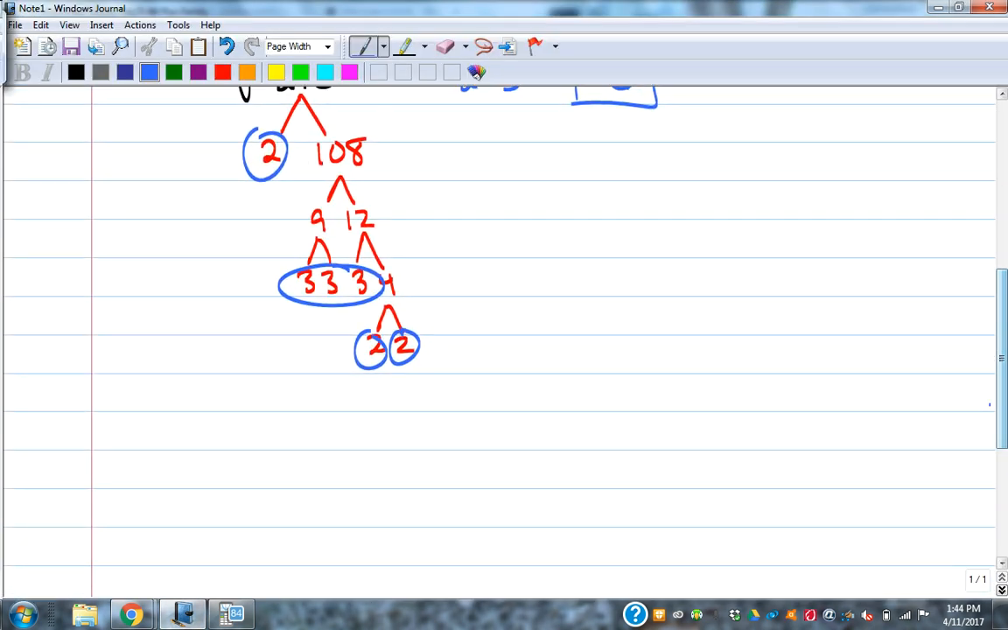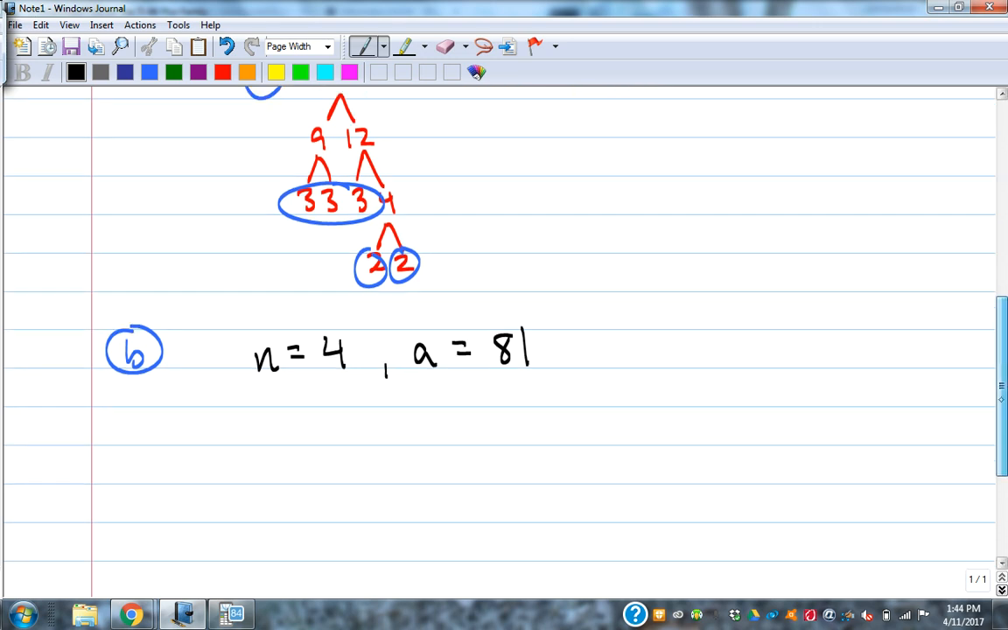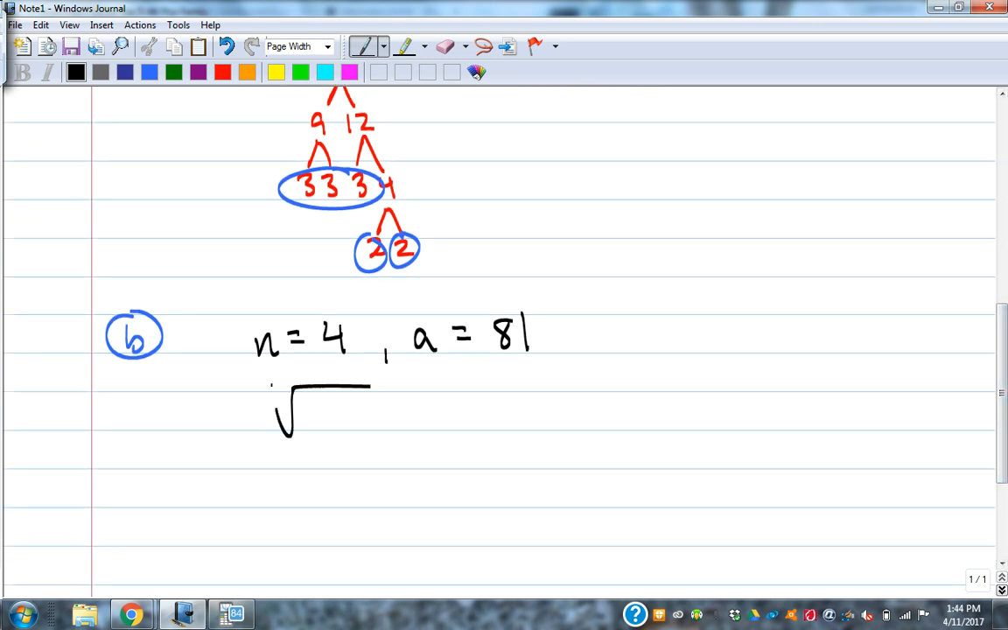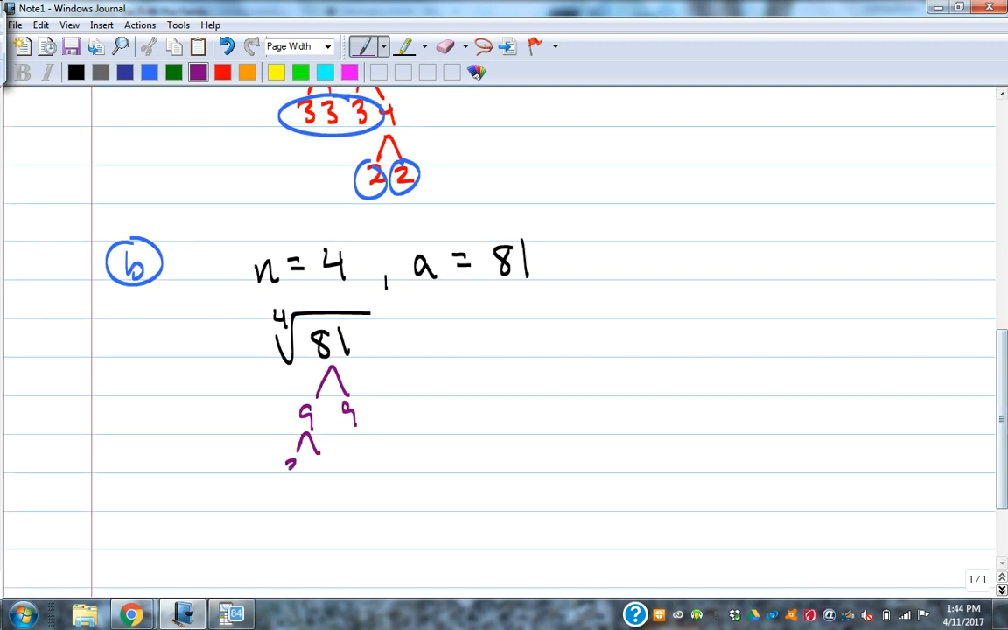So let's do example B. Let's do n equals 4 and a is positive 81. So we're finding the fourth root of 81. 9 and 9. 3 and 3. So a pair of 3s, or a set of four 3s. That's what we're looking for, not pairs, because we got a fourth index. Index is 4, so we got a set of 4s.